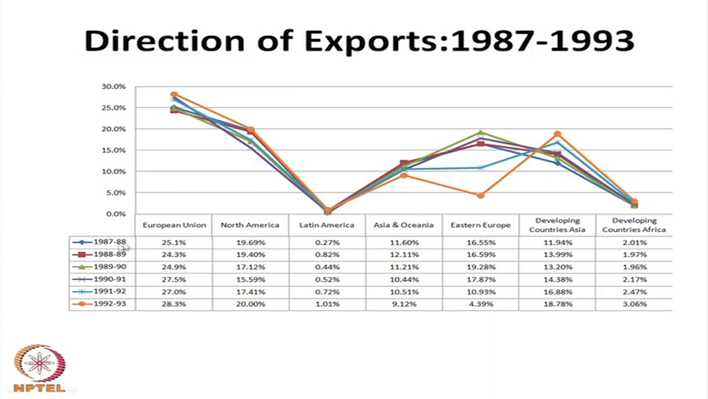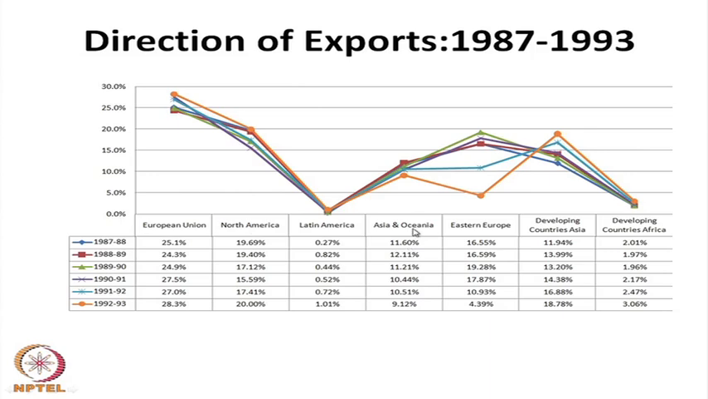And in 97, 98, the European Union, Latin America, North America, that is your USA, Asia and also Eastern Europe, that is your Russia, Soviet Russia, were the major trade partners of India. If you see after the economic liberalization, that is 91, 92, the share of export to the European Union has increased, and the same for North America including USA.